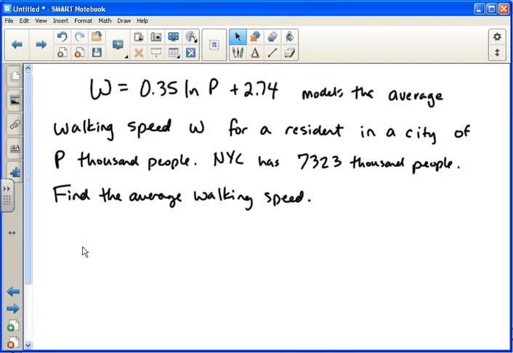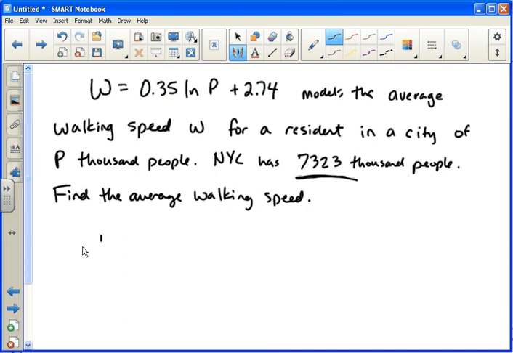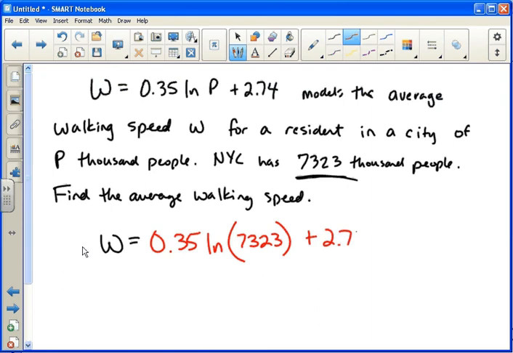This is really straightforward. This is the number of people, that's population. So we're going to get 0.35 natural log of 7323 plus 2.74. And if you plug this in your calculator, your natural log button is on the far left, right next to the 4 basically. You should get about 5.85. So in New York City, according to this equation, the average person walks at a speed of about 5.85 feet per second.